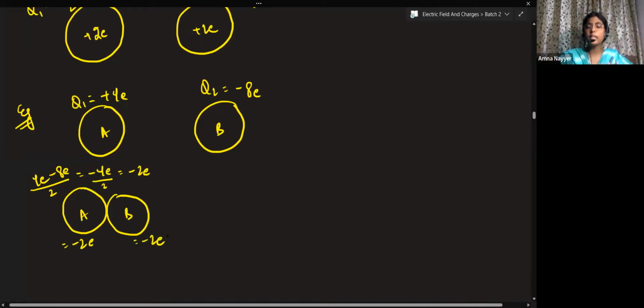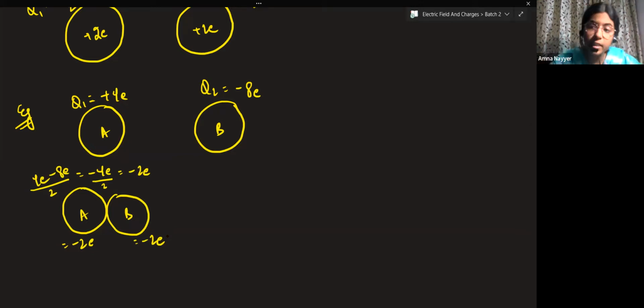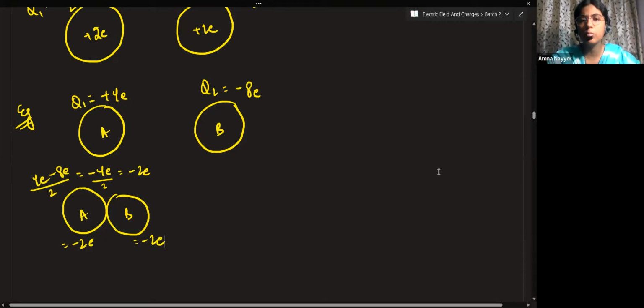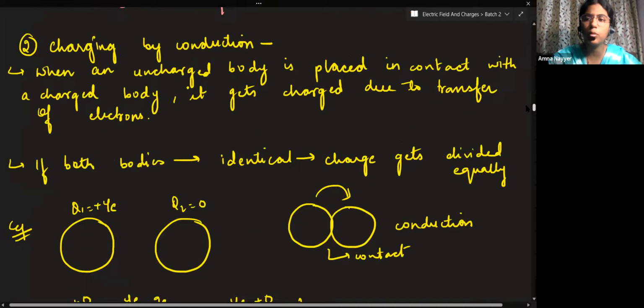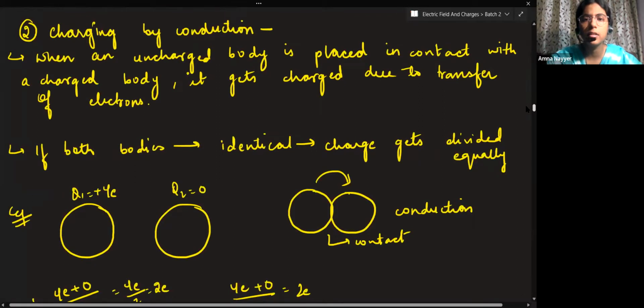So are you able to see, if both the bodies are identical, then the charge distribution also becomes identical. Okay, before moving on to the question, I think you should write down the points, then we'll do a question on conduction and this will be over, charging by conduction. Just note it down.